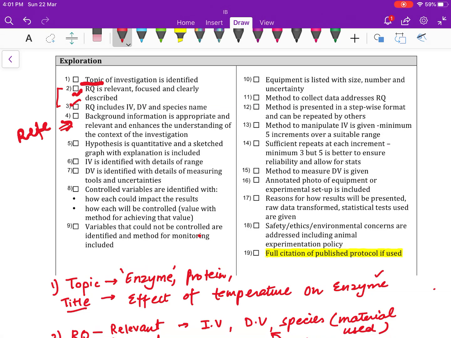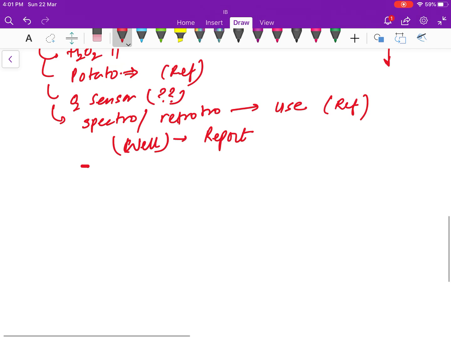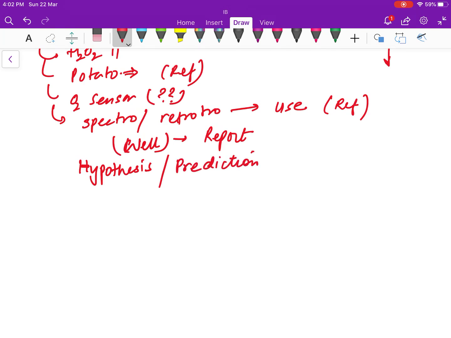Hypothesis is quantitative, and a sketched graph with explanation is included. This hardly any of you have done. Hypothesis, as suggested, you should write down as prediction as the heading. But if I'm hypothesizing something, my hypothesis is coming based on my background information.